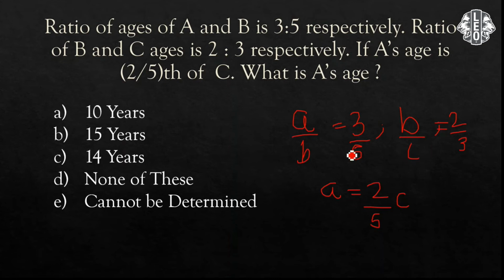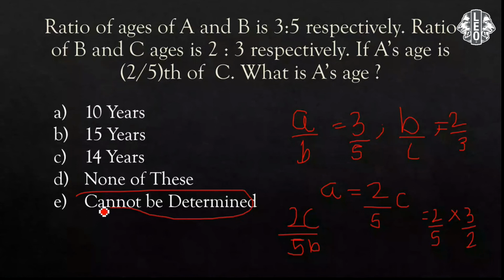For example, I will give you an example. If I put a is equal to 3 by 5 of b, what do I have as the value of b by c? 2 by 3, right? So what I can do is 3 by 5 into 2 by 3, what I'll get? I am not getting any value of a and b, rather I'm just equating all the fractions, right? So from this I can determine that this thing cannot be determined whatever I do.